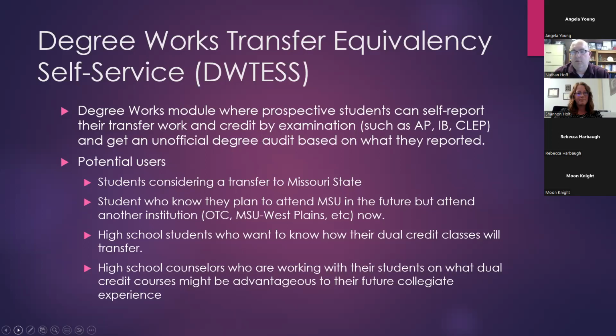This could be a student who is just unhappy at their current institution and is looking to maybe transfer to us. This could be a student who plans to come to us two years from now. They're a freshman at OTC right now, and they plan to come here starting their junior year and want to chart their progress at MSU as they take classes at OTC. This could be high school students who have dual credit and want to see how that would apply to Missouri State requirements, or the counselors that may be assisting them to figure out how courses work from Missouri State.